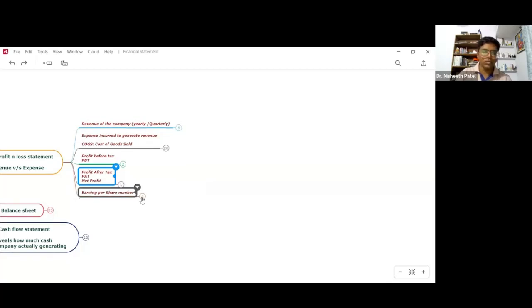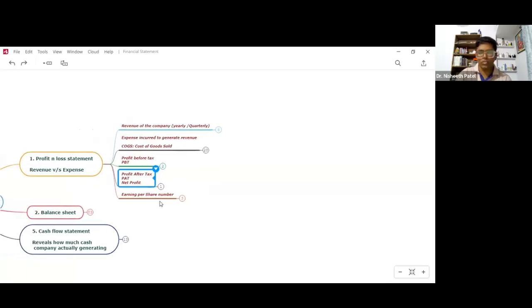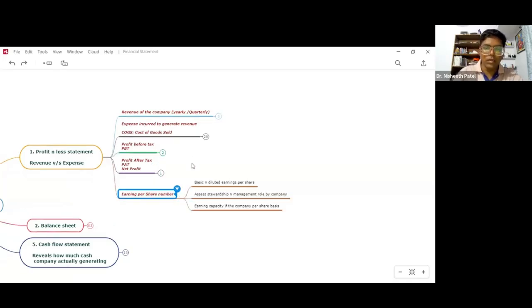Now this is the earnings per share. This is also a good metric to evaluate the earnings growth of the company, whether this company is growing or not. This is the total outstanding shares available in the market, and the total earnings the company is getting. Okay, earning capacity of the company on a per share basis.